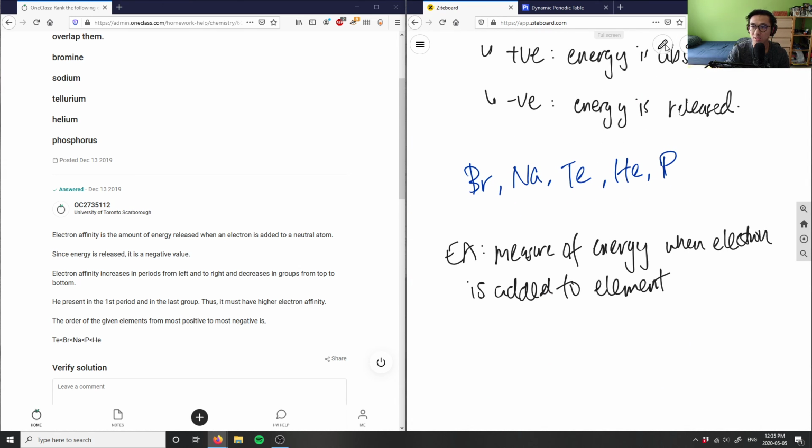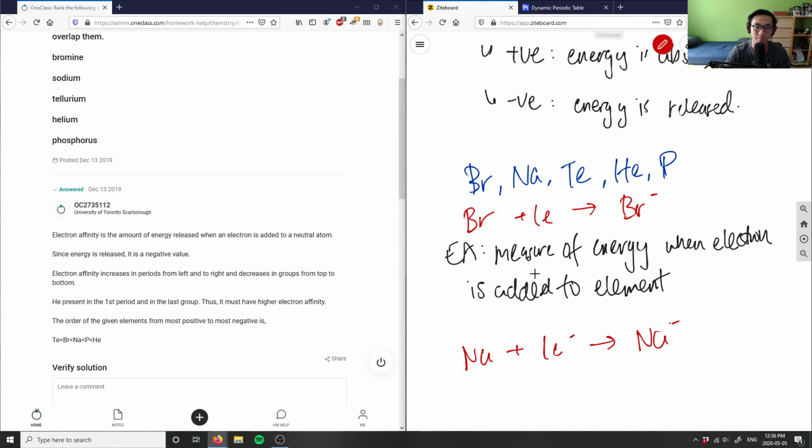So let me just write down some of the sample equations for you. I'm going to basically write Br plus 1 electron is going to give me Br minus. Same with Na, plus 1 electron. If I add an electron here, I'm going to get Na minus. Yes, Na minus, and so on and so forth here.